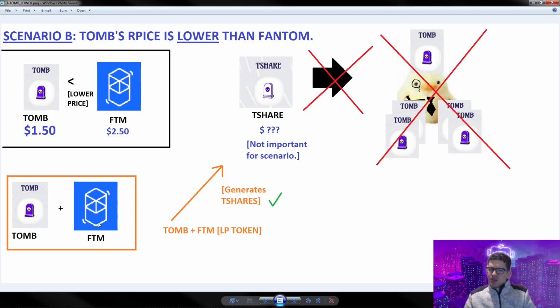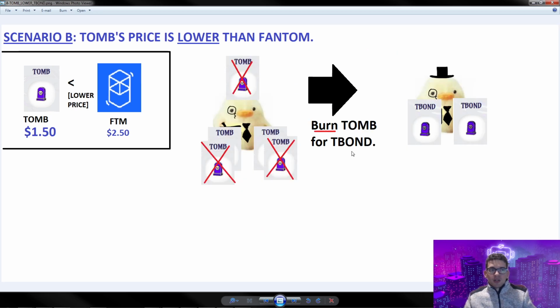But I'm assuming that if I still do the LP tokens, where I give up half TOMB, half Fantom, I still get TSHARES. I think that's how it works. Double check for me. So keep that in mind. So yeah, price of TOMB went under Fantom. No more burn. So this is where TBOND comes along.